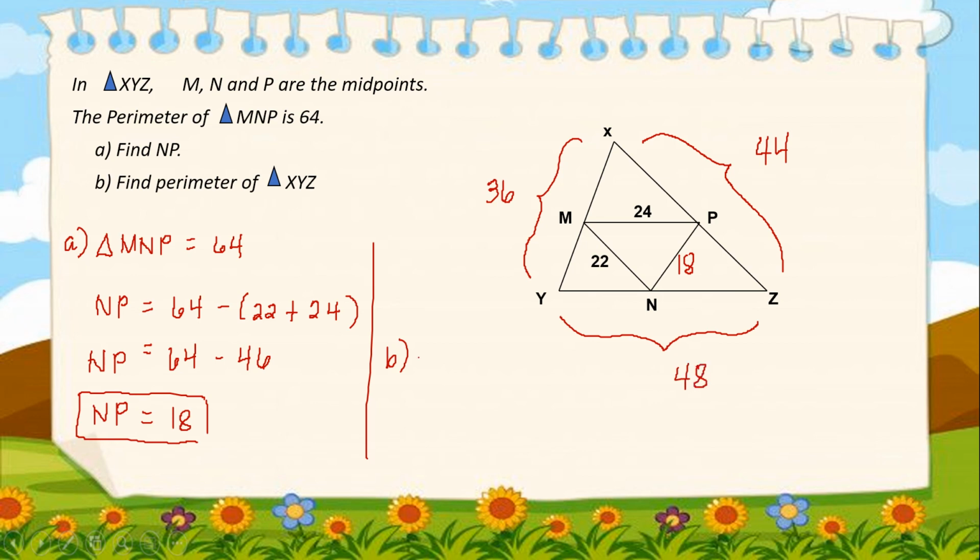Now, the perimeter of triangle XYZ is equal to 36 plus 44 plus 48. Therefore, the perimeter is 128.